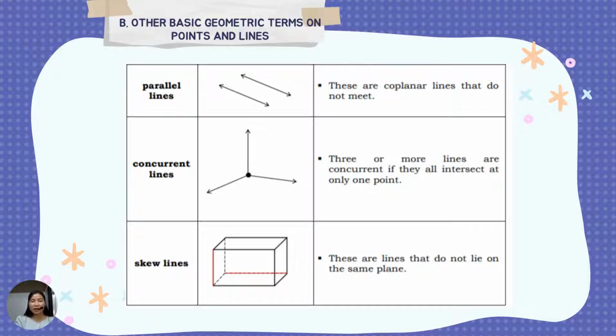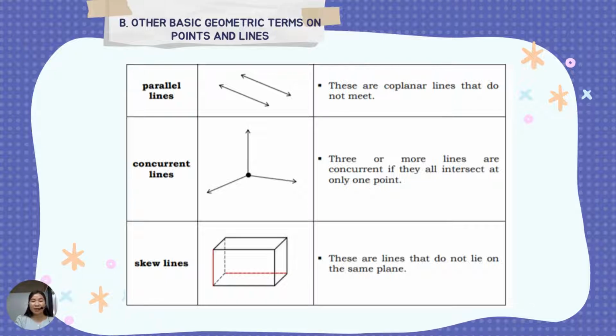Next are the concurrent lines. Three or more lines are concurrent if they all intersect at only one point. Look at this line, another line on the side, and another line. And they have a common point in between. We call that concurrent lines.